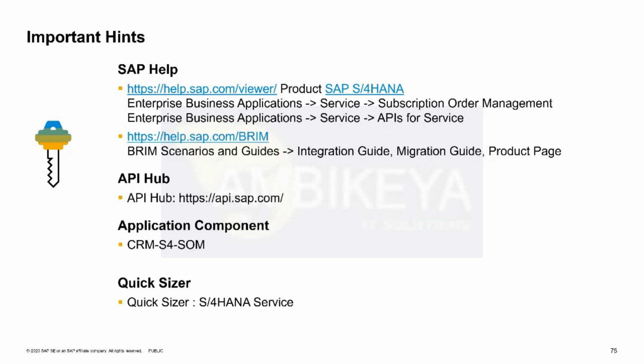And you can also navigate via help.sap.com/brim. There you will find a lot of useful information. You will find an integration guide. You will find migration guide. Integration guide is also updated for the 2020 release meanwhile. You will find our product page and a lot of useful content here. In addition, as mentioned already, we have the API hub where we have published our APIs. In case you find a bug, we have an application component for subscription order management, so CRM S4SOM. And we have already, meanwhile, a quick sizer available, which can be found under S4HANA service section.